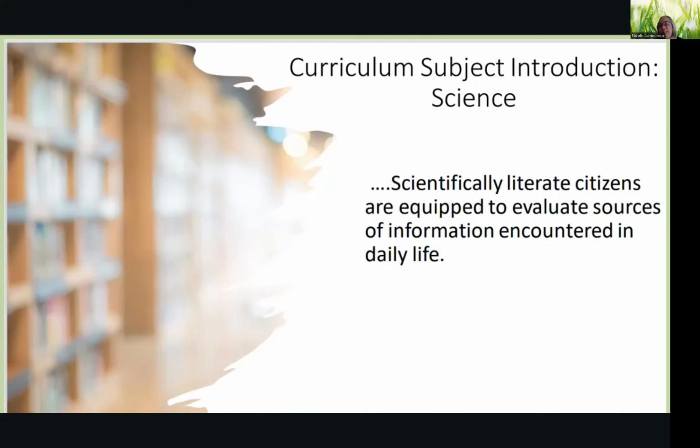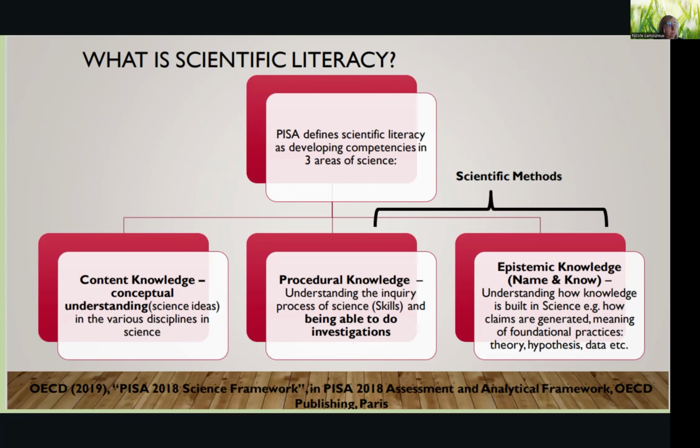For example, it says, scientifically literate citizens are equipped to evaluate sources of information encountered in daily life. So we want our students by the end of grade 12 to be scientifically literate so that they can understand what it means when they hear things in the news. If we're going to do that, we should know what it means to be scientifically literate. And PISA, the Program for International Student Assessment, defines scientific literacy as being competent in 3 areas of science.